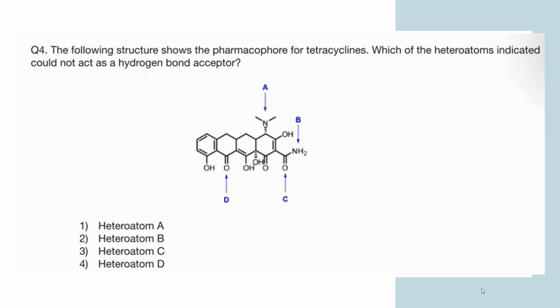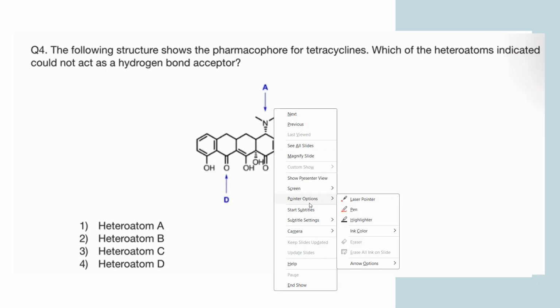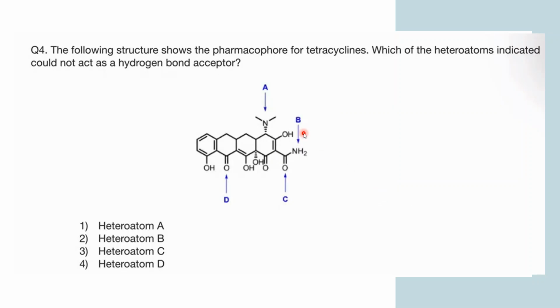Okay, so you already know the answer. Here the question is the following: the structure shows the pharmacophore for tetracyclines. Which of the heteroatoms indicated could not act as a hydrogen bond acceptor? So this is the tetracycline pharmacophore compound. You have to answer which of the heteroatoms, which are indicated as A, B, C, and D, could not act as a hydrogen bond acceptor.